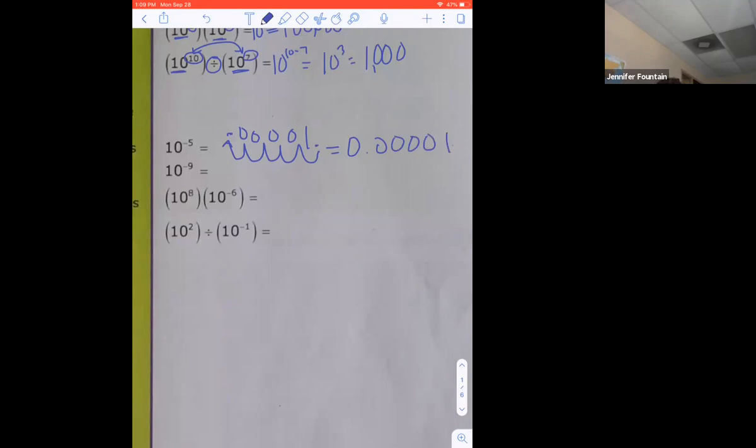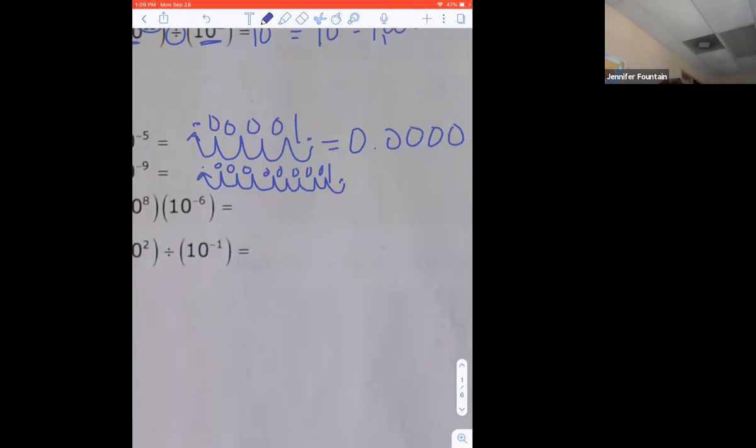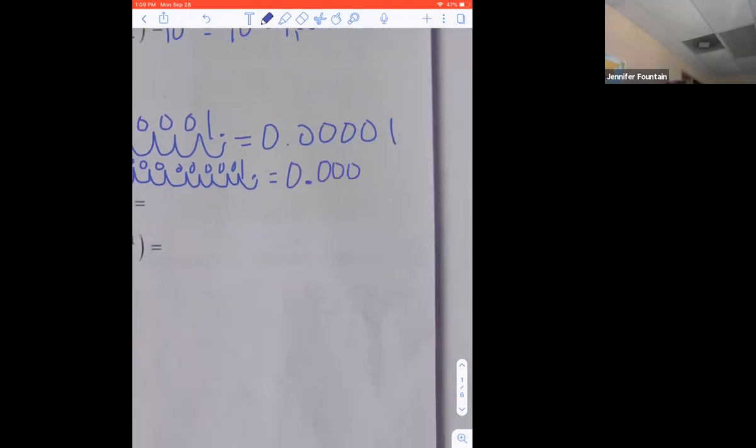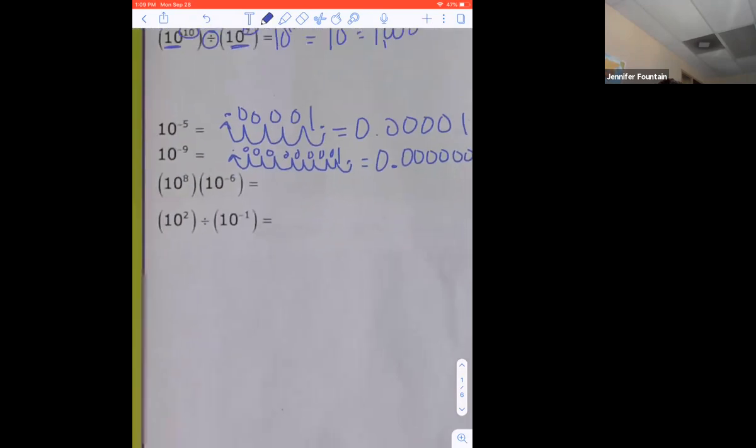Then 10 to the negative 9th again. I've got my 1 with my decimal. I need to move it to the left 9 places. 1, 2, 3, 4, 5, 6, 7, 8, 9 is where it needs to move. Backfill with my zeros. So I've got 8 zeros. So that's going to be 0 decimal and then 1, 2, 3, 4, 5, 6, 7, 8, and then the number 1. Everybody good with that?